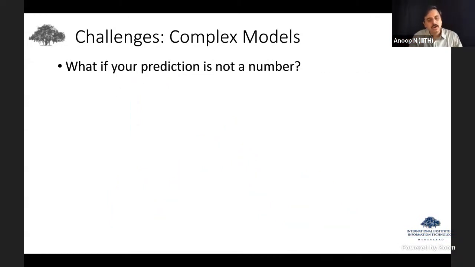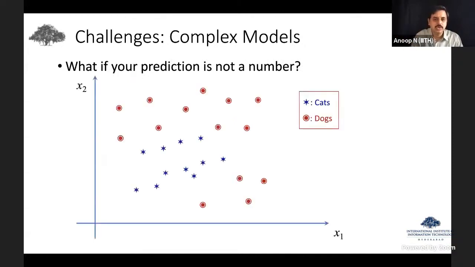Also, what if your prediction is not a number, like in the case of a cat or a dog? You have a bunch of points. Your prediction is not a number, it's a cat or a dog. And what if the relationship between these two is also not linear? So you don't have a line that can separate cats and dogs here. You probably require some complex curve to separate out the set of cats and the set of dogs. I have plotted these as points in some 2D space, just as an example.